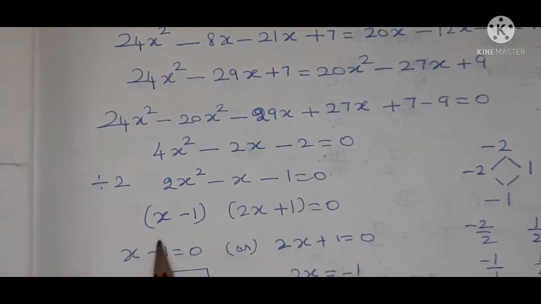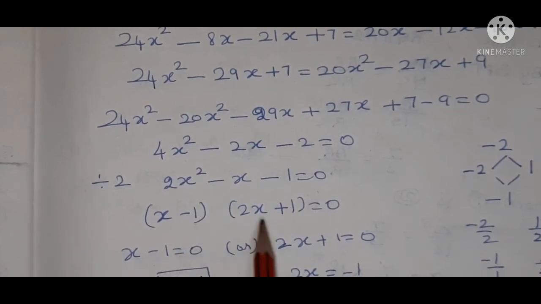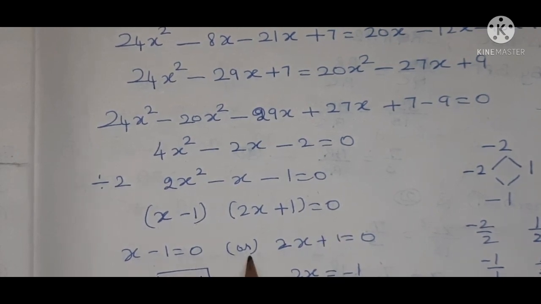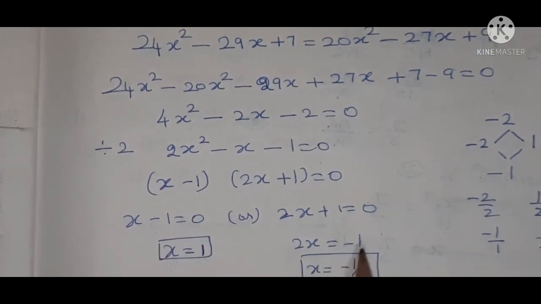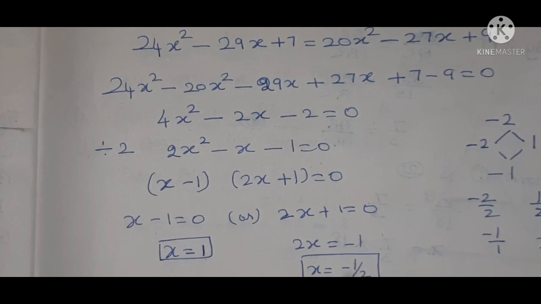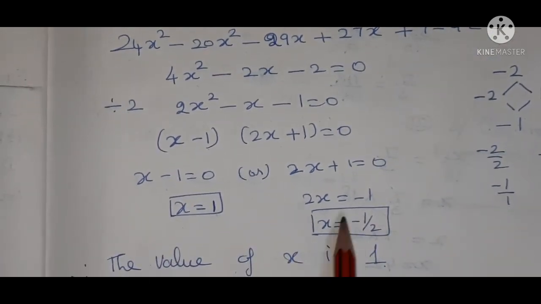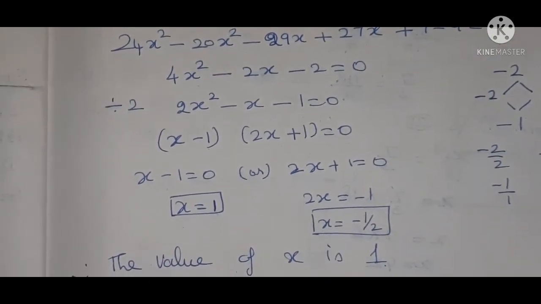Factorize this, we get (x minus 1) into (2x plus 1) is equal to 0. x minus 1 is equal to 0 or 2x plus 1 is equal to 0. x is equal to 1, or 2x is equal to minus 1, x is equal to minus 1 by 2. Length is not negative, so the value of x is 1.